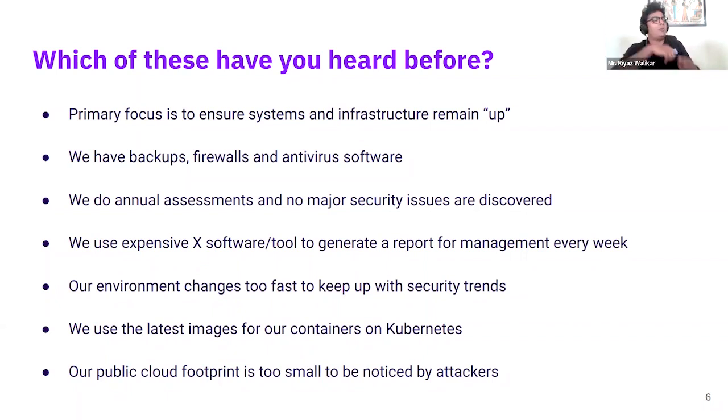Some of the folks I have spoken to use really expensive cloud security tools to generate a report for management every week, and sometimes that's enough for companies. They want to see a report generated for the management to be happy. Devs especially say, our environment changes too fast to keep up with security trends, so we've just given up. Some use the latest images for containers on Kubernetes, which takes care of security at one tiny corner of the cluster, but not everywhere else. And, our public cloud footprint is too small to be noticed by attackers. That's another common one I've come across.